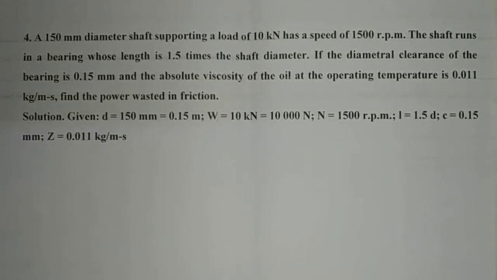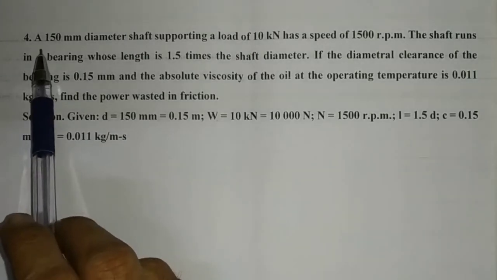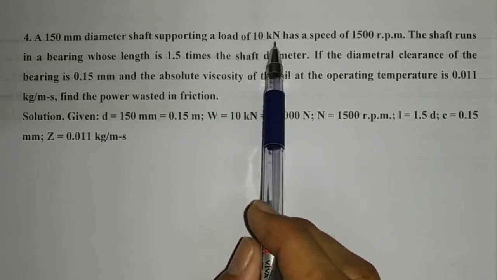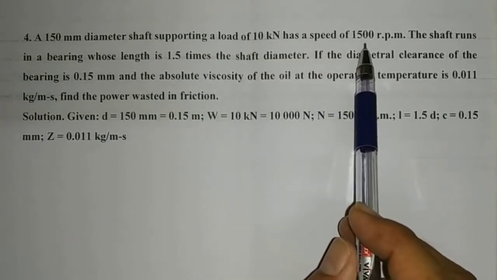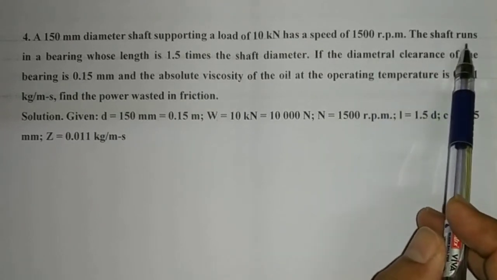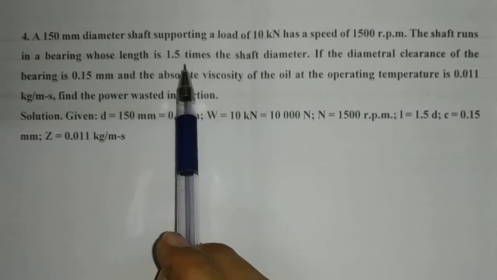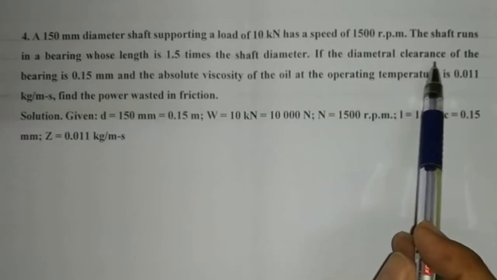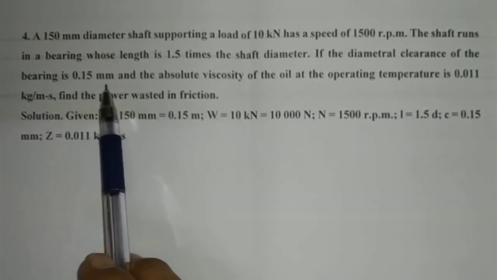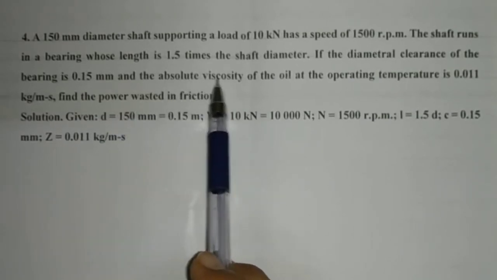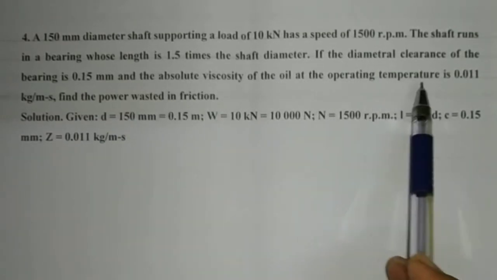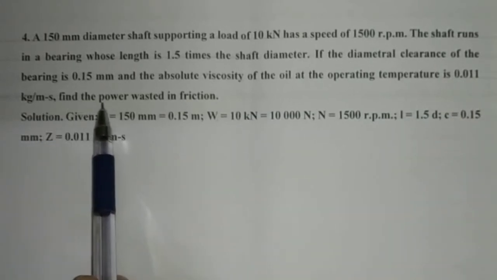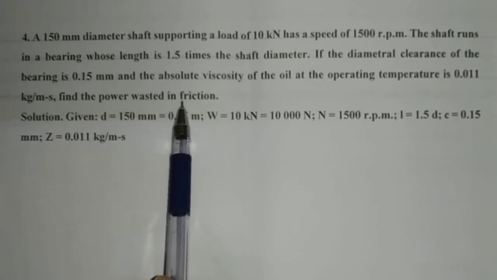Now let us solve the next example. Example number 4. A 150 mm diameter shaft supporting a load of 10 kilonewton has a speed of 1500 rpm. The shaft runs in a bearing whose length is 1.5 times the shaft diameter. If the diametral clearance of the bearing is 0.15 mm and the absolute viscosity of the oil at the operating temperature is 0.011 kg per meter second, find the power wasted in friction.